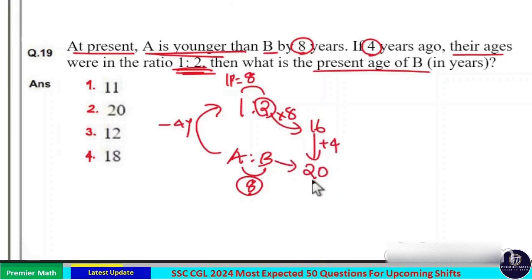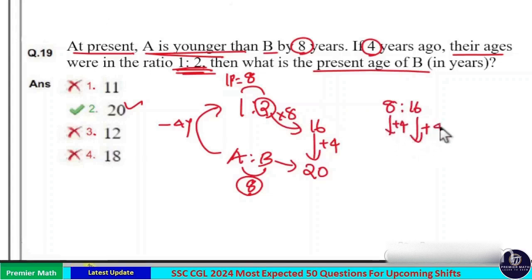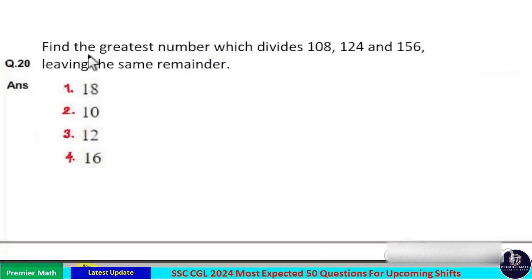That is, B's age is 20 presently. So, option 2 is your answer. That is, 4 years ago, A's age was 1 into 8, 8. B's age was 2 into 8, 16. Now after 4 years, that is presently, A's age is 8 plus 4, 12 and B's age is 16 plus 4.